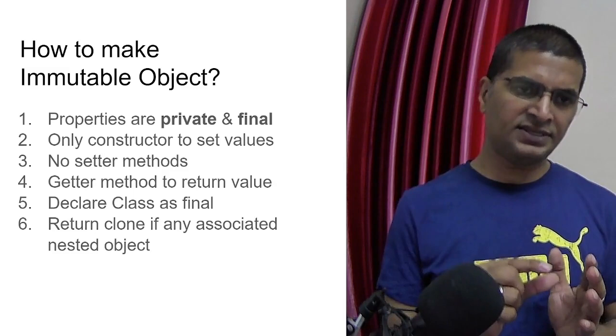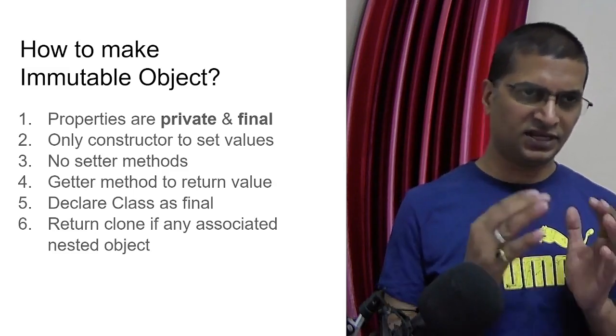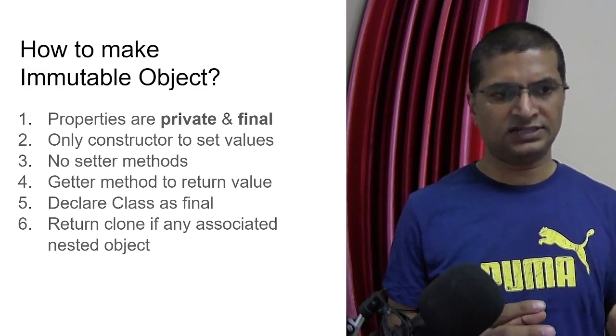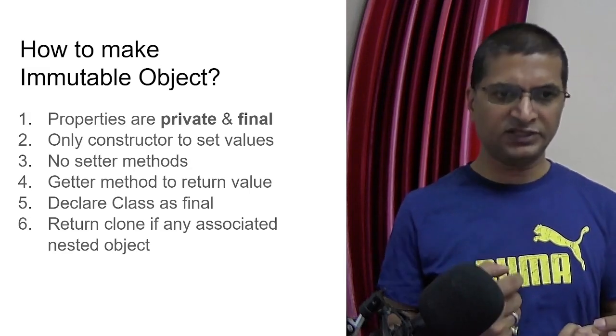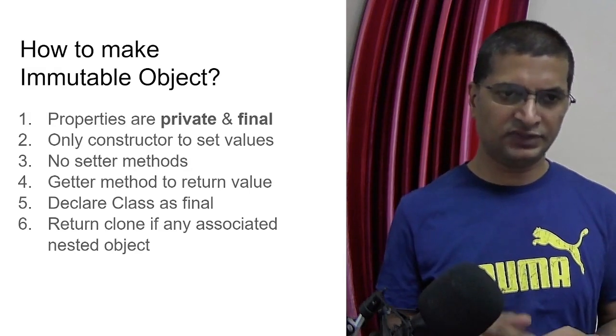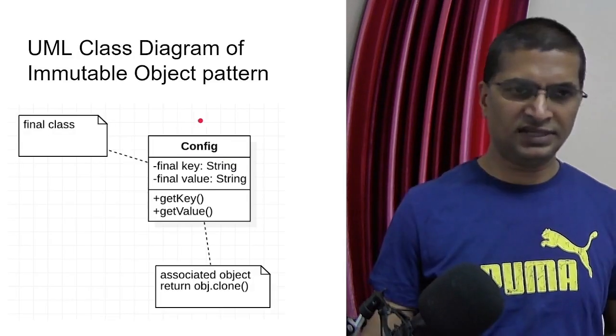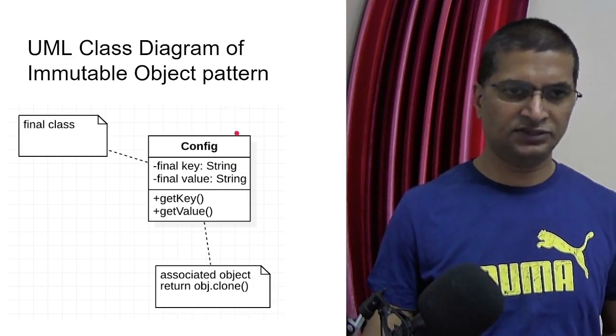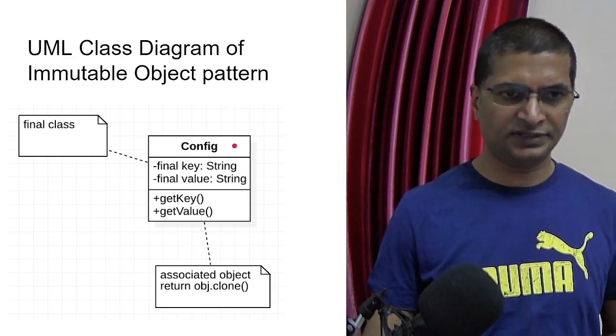If there is any reference to a custom object or any associated object within that class, then within the getter method you will have to do deep cloning of that object. I have taken an example of a config class. So the UML diagram looks like this. So this is the class diagram of config, right?